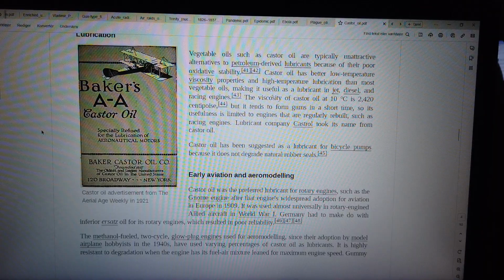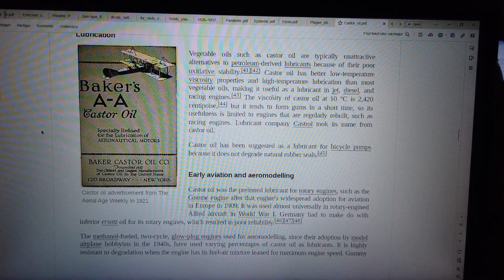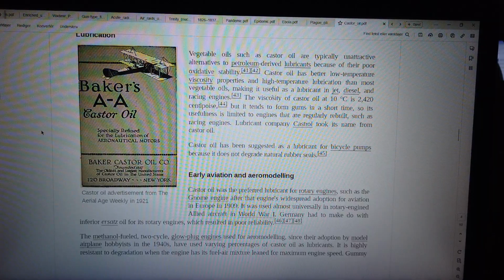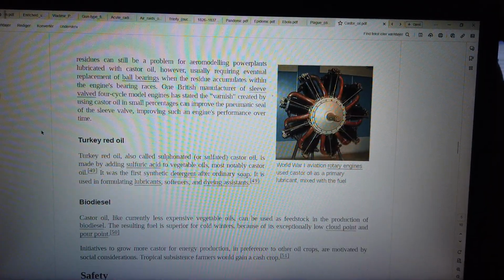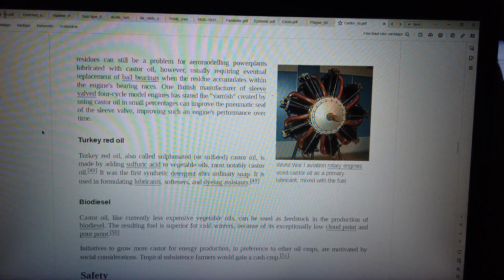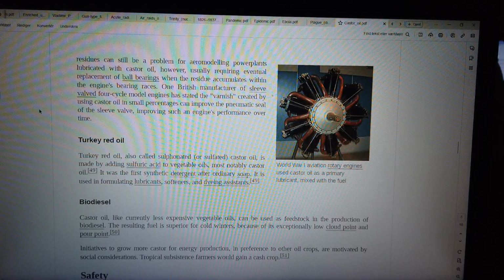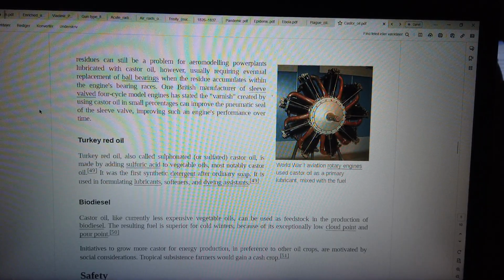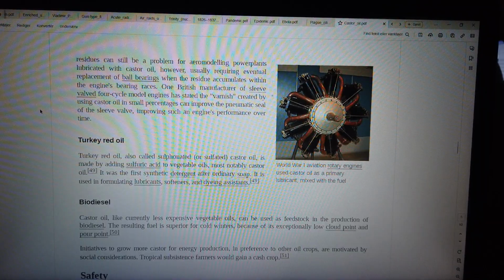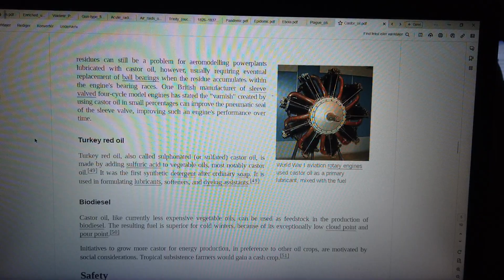The methanol-fueled, two-cycle, glow-plug engines used for aeromodeling, since their adoption by model airplane hobbyists in the 1940s, have used varying percentages of castor oil as lubricants. It is highly resistant to degradation when the engine has its fuel-air mixture leaned for maximum engine speed. Gummy residues mixed with the fuel can still be a problem for aeromodeling power plants lubricated with castor oil, usually requiring eventual replacement of ball bearings when the residue accumulates within the engines' bearing races. One British manufacturer of sleeve-valved four-cycle model engines has stated the varnish created by using castor oil in small percentages can improve the pneumatic seal of the sleeve valve, improving such an engine's performance over time.